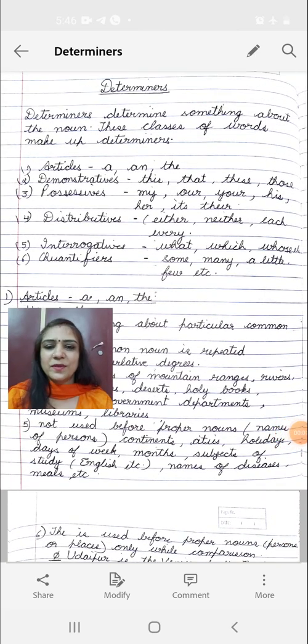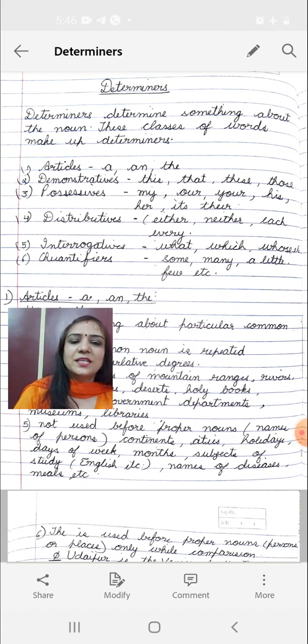Welcome students. The topic for today is determiners, and determiners determine something about the noun. At the same time, the following classes make the determiners. These classes include articles, demonstratives, possessives, distributives, interrogatives and quantifiers. Now in this video I'm going to tell you where determiners are used, how they are used, and at the same time how they are different from pronouns, especially in the case of demonstratives and possessives.